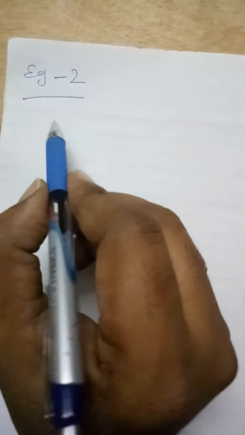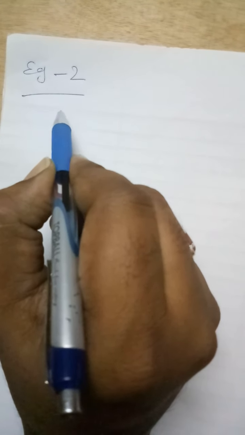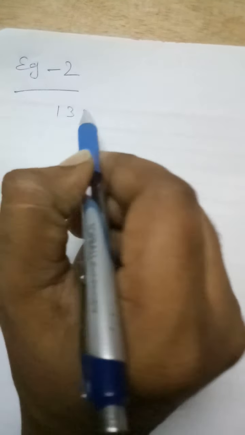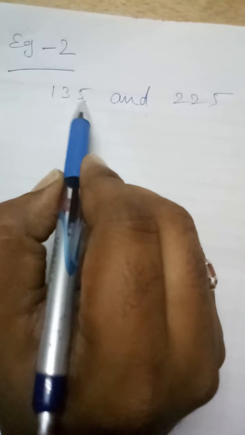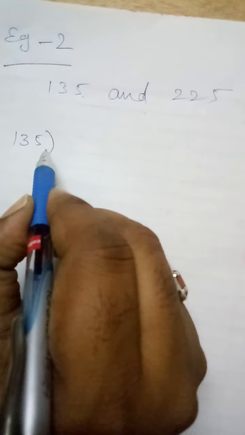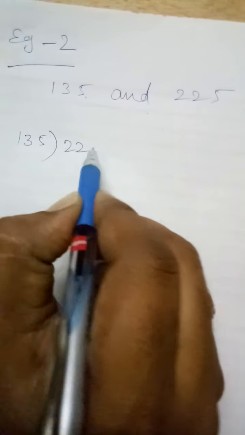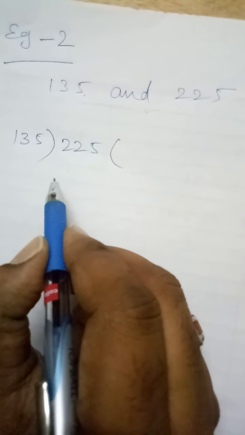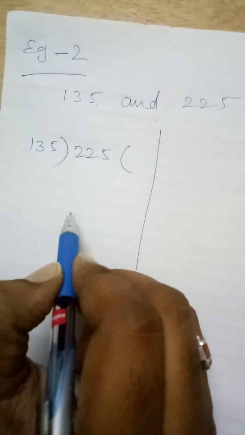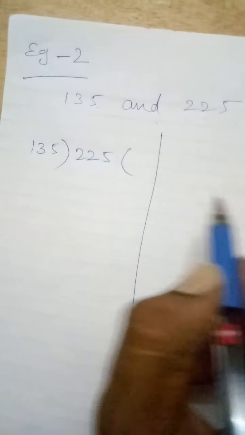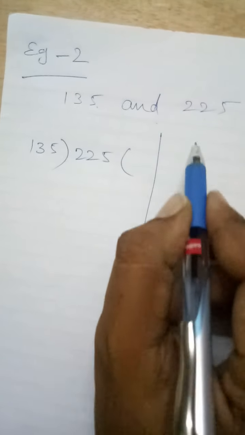Example 2: By Euclid's division algorithm, find the HCF of 135 and 225. In these two numbers, what is the smallest number? 135 is the small number. So 135 is considered as divisor, 225 as dividend. This is not the exact method. For your understanding, I'm taking long division, and after that again converting into Euclid division. This I have to do in a rough column, and this process is done on the main sheet.